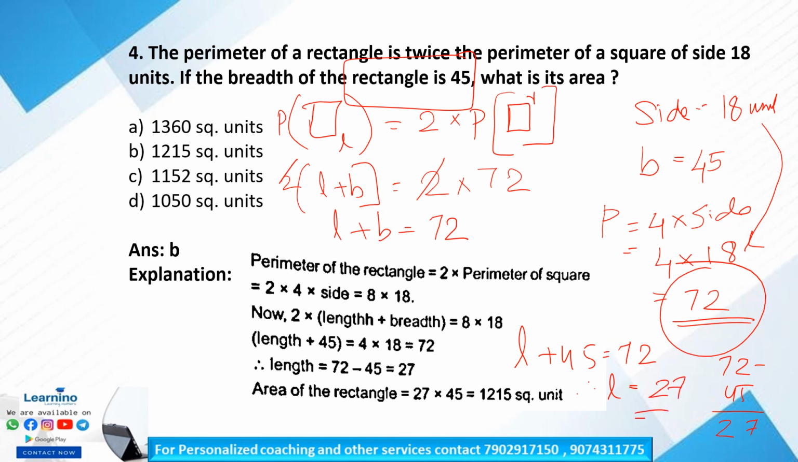So length is 27, breadth is 45. So what is the area of the rectangle? Area of the rectangle is equal to length into breadth. That is 27 into 45 is equal to 1215 square units. Right? So our correct answer is option B, 1215 square units. Is it clear? So next question, question number 5.